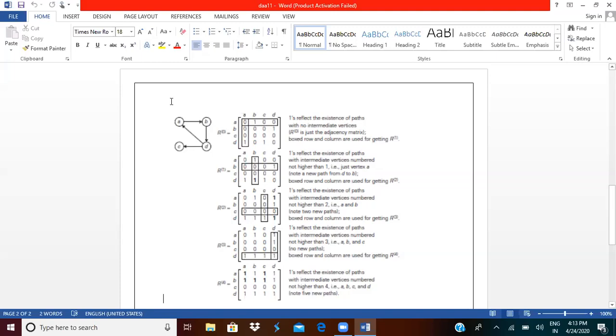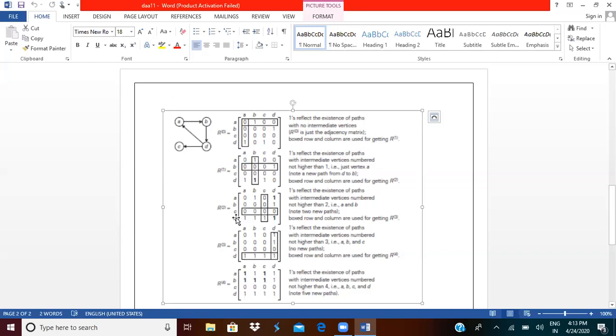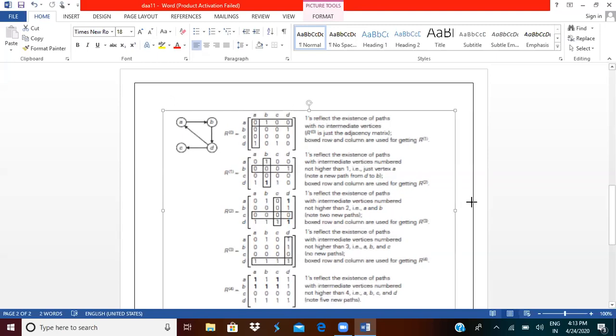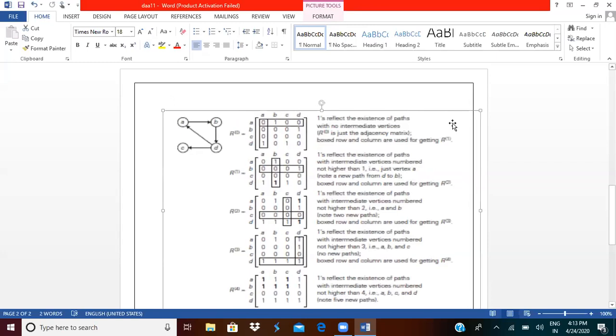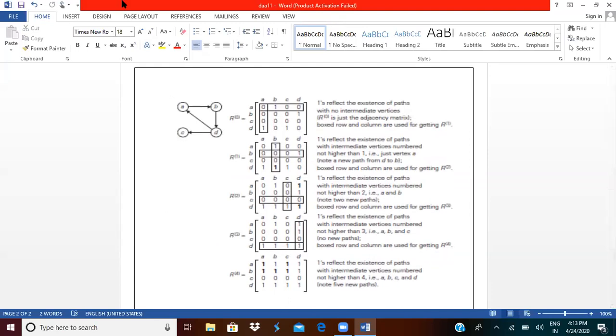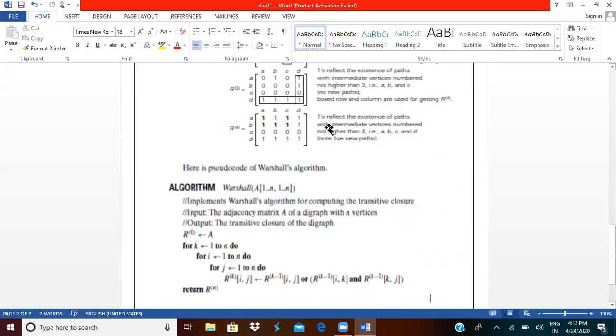I hope you guys can see, right? Okay, we shall. Can you zoom, sir? Surely. Can you see now? Can you see? Yes, sir. Okay.